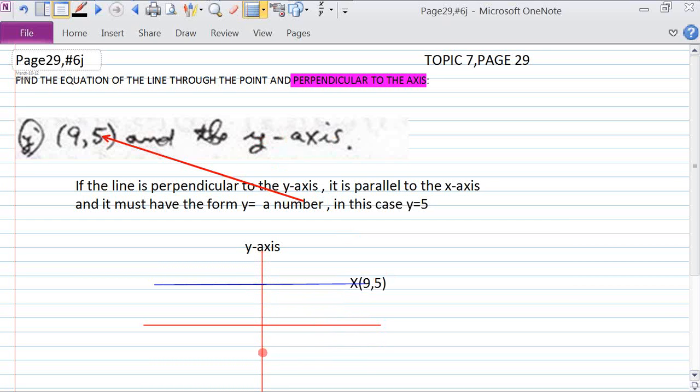Here's the y-axis. If it's perpendicular to the y-axis, it must form a right angle with the y-axis, and therefore must be parallel to the x-axis. Here's the x-axis right here. Any line that's parallel to the x-axis has the equation y equals a number, and that number has to be this value of y here. So no matter what the value of x, let's say this is x is 2, y equals 5. Let's say over here, x equals -4, y equals 5 right there.